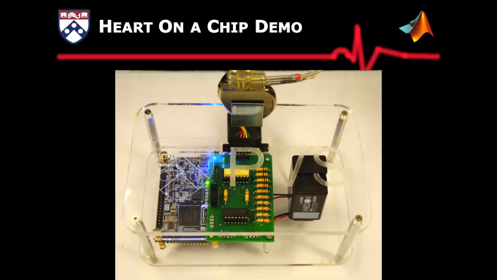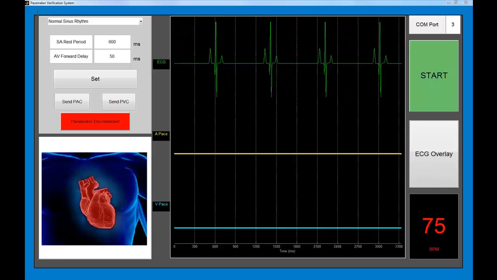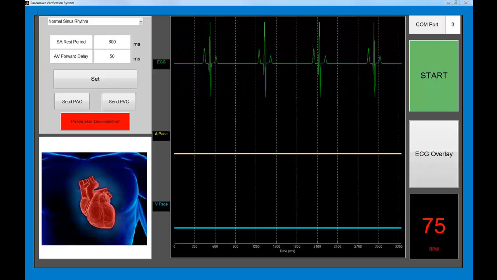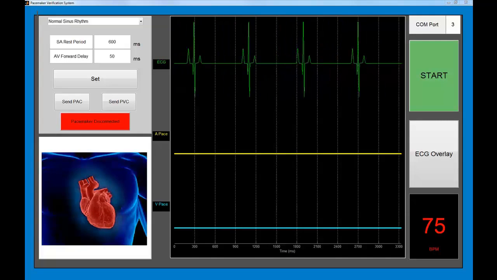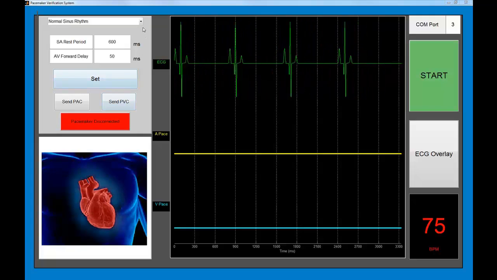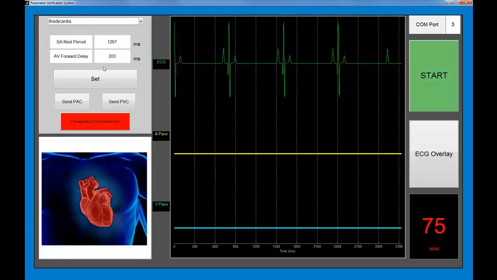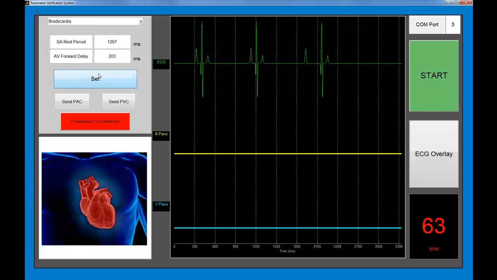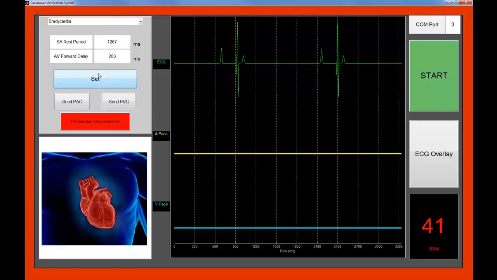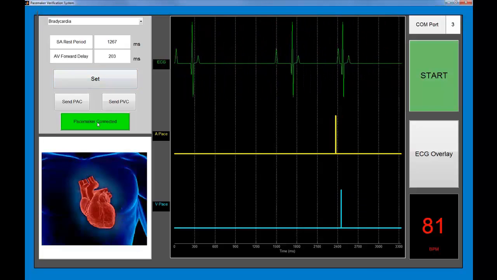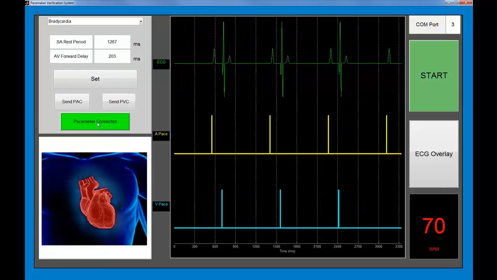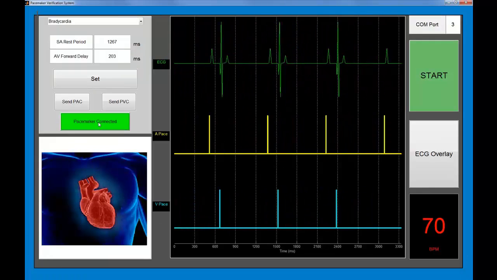Now we demonstrate ELT on the heart-on-a-chip platform with our heart model implementation interacting with a real pacemaker. A user interface is designed to monitor the interaction between the heart model and the pacemaker. Currently, the heart is beating at a healthy 75 beats per minute. We can change the heart condition by selecting a condition from a drop-down menu. During bradycardia, the heart is beating at an unhealthy 41 beats per minute. When the pacemaker is connected, the heart rate is restored to a healthy 70 beats per minute again.